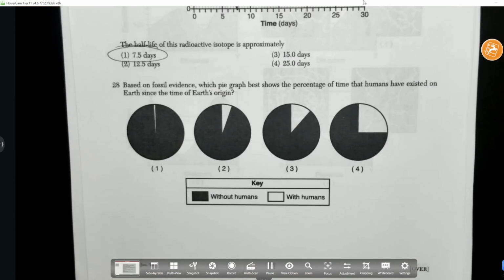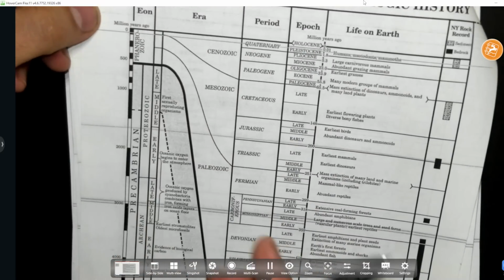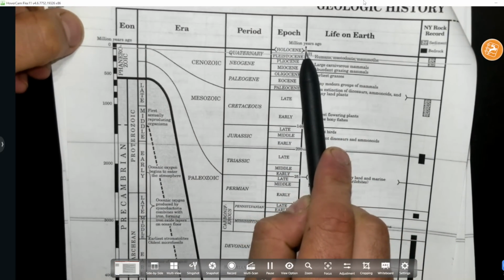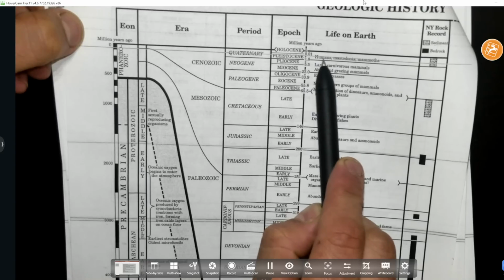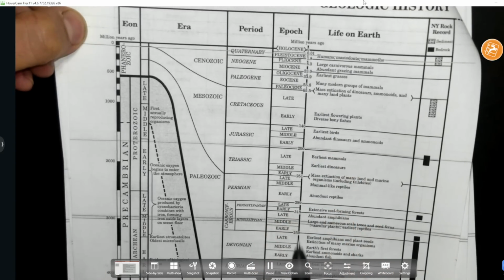28, based on fossil evidence, which pie graph best shows the percentage of time humans have existed on Earth since the Earth's origin? So most of time was without humans. The answer is 1. How do we know that? Reference table pages 8 and 9. If we take a look at page 8, you can see right here, all the way at the top, basically at 0 million years ago, maybe a little before that, is humans. Everything prior is not.